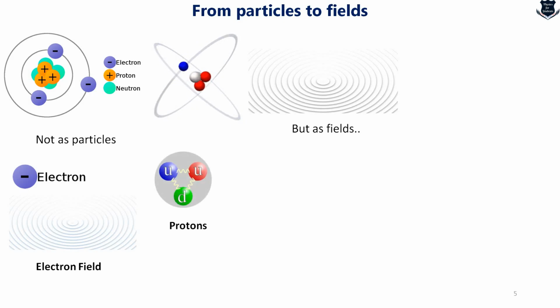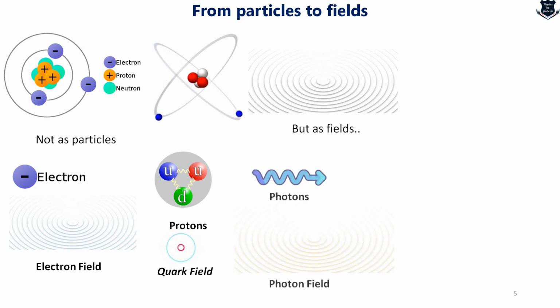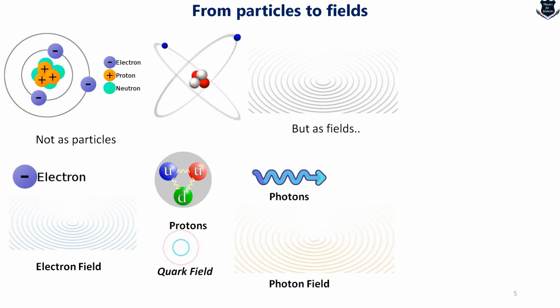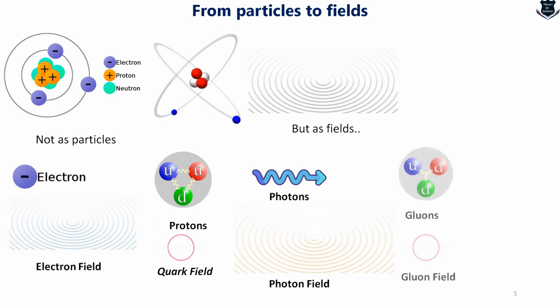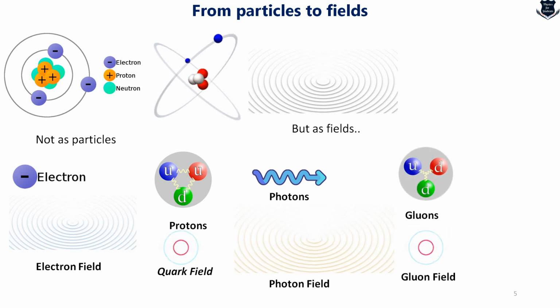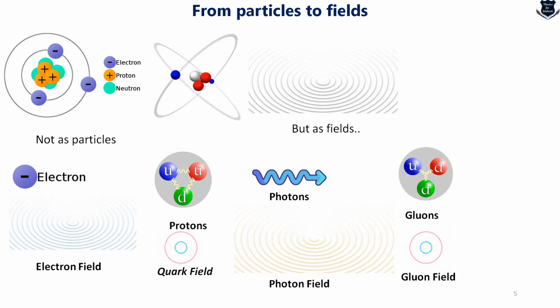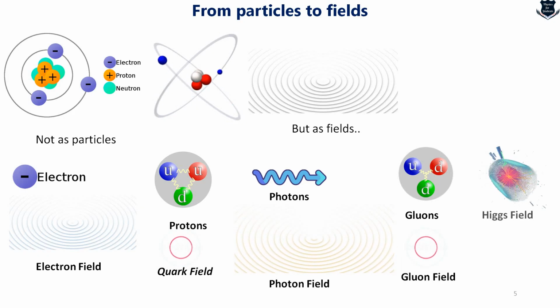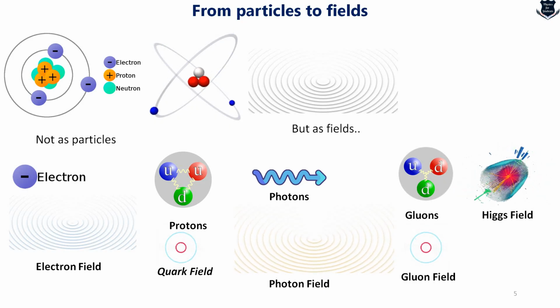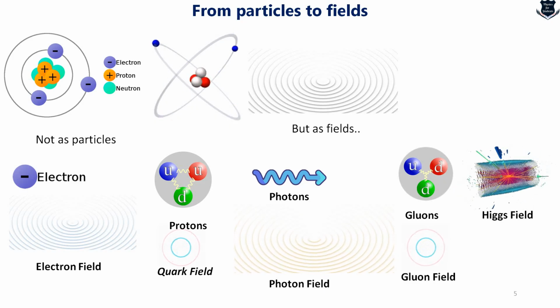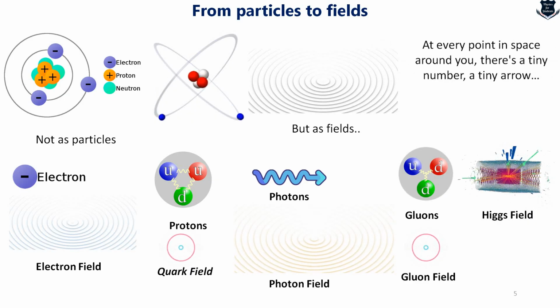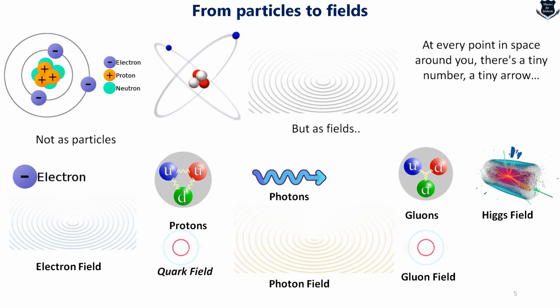Protons are not fundamental particles, so they are excitations of what are called quark fields. They are made up of two up quarks and one down quark. Even photons follow the realm of the photon field, and gluons, as the name suggests, something that glues together, that means those which stick together, are excitations of the gluon field. And then we come to the elusive thing, the Higgs field. So from here we can say that these are all excitations of fields.